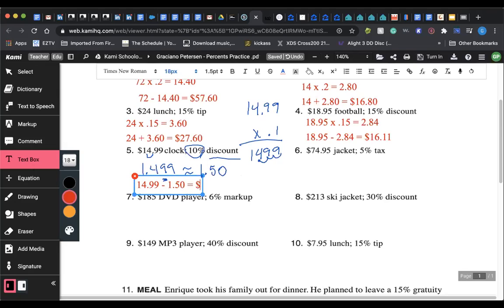Okay, would that be $13.40 or $13.50? If I take away $1.50, it's going to give me 49. 9 minus 5 is going to give me 4. So 49. So $13.49.